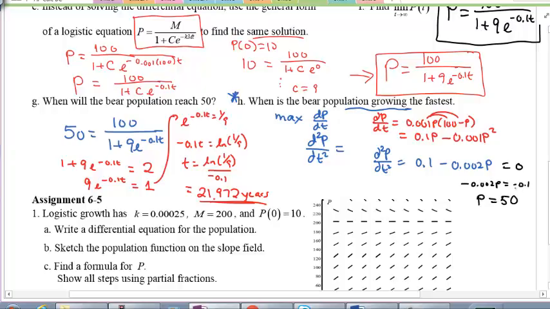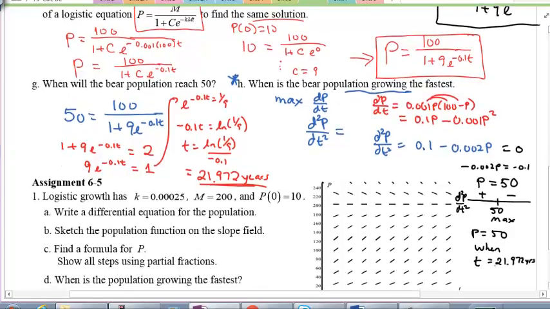I think it's 50. And once again, you should double check. When the population is 50, do your number line, remember this, to prove that it's a maximum. I know that this is positive, this is negative, so 50 definitely is a max. So when is the bear population going the fastest? It's going the fastest when the population is equal to 50, and it just so happened that the population equals 50 when the time is equal to 21.972 years. And if you're curious how I got that so fast, that just was the answer from part G.